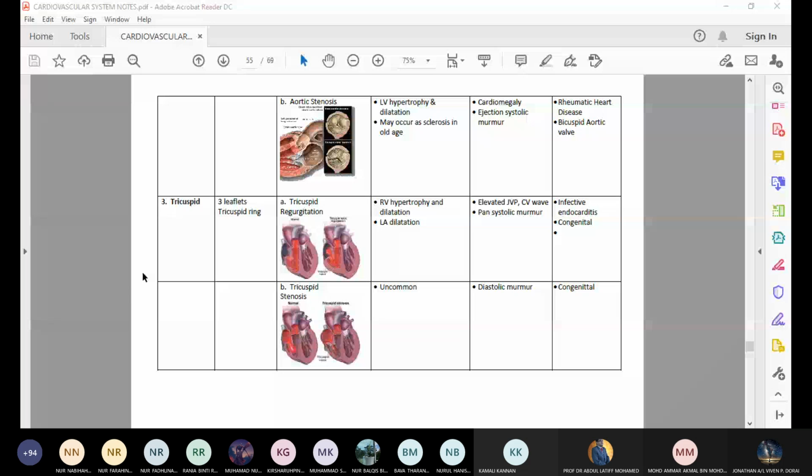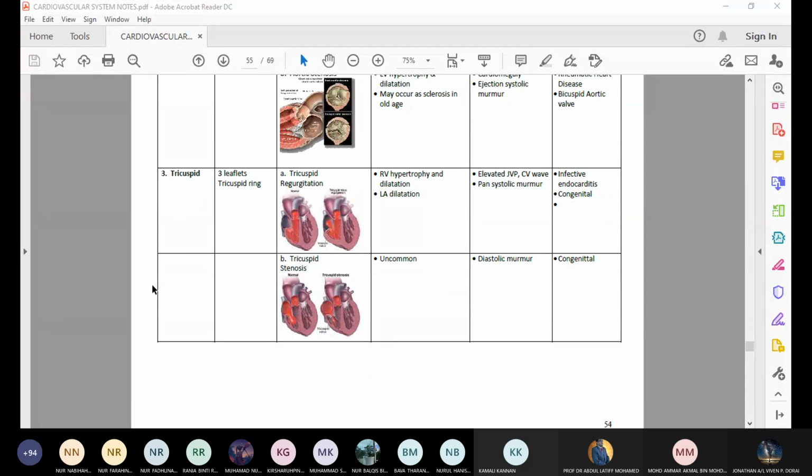Okay, so a special type of valve disease is special for the IV drug user. We call it IVDU. And it is tricuspid regurgitation. Okay.